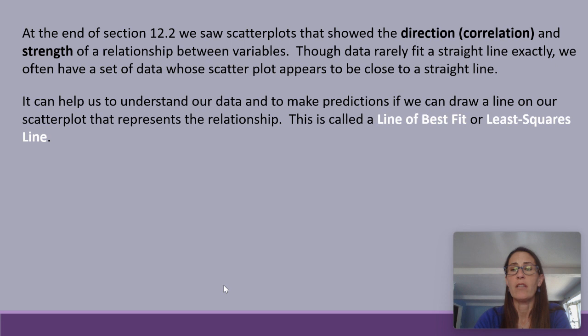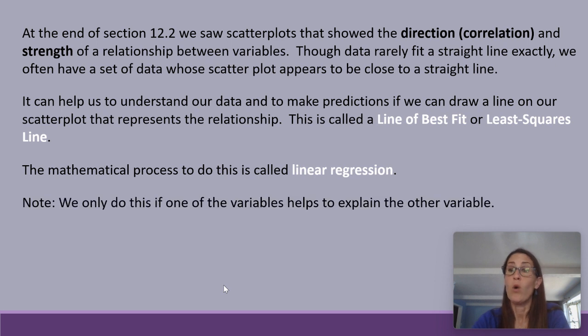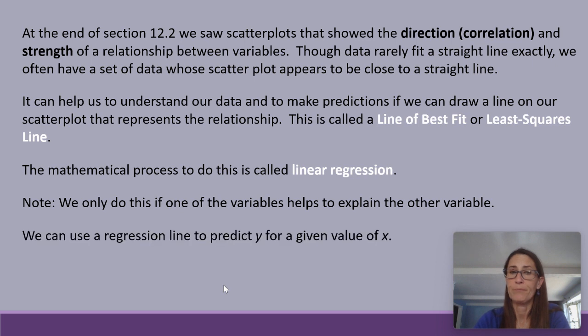So it can help us to understand our data and to make predictions if we draw a line on our scatter plot that represents the relationship. And this is called a line of best fit or a least squares line or a trend line. And the mathematical process to do this is called linear regression. We only do this if one of the variables helps to explain the other variable.